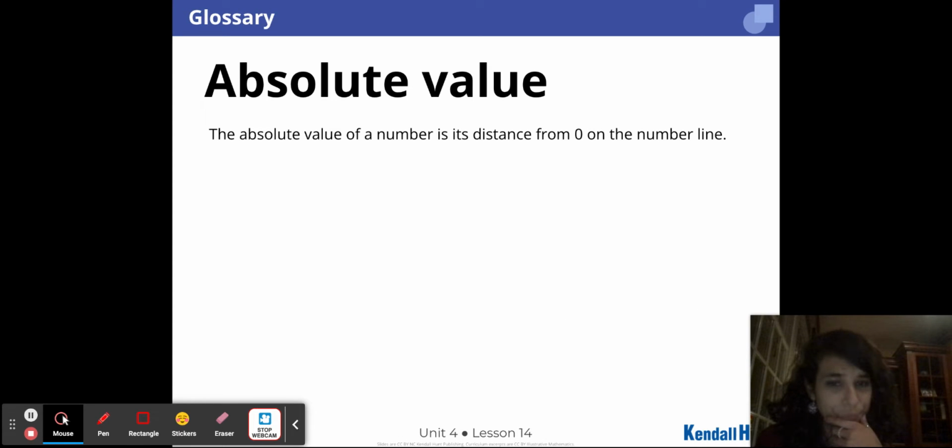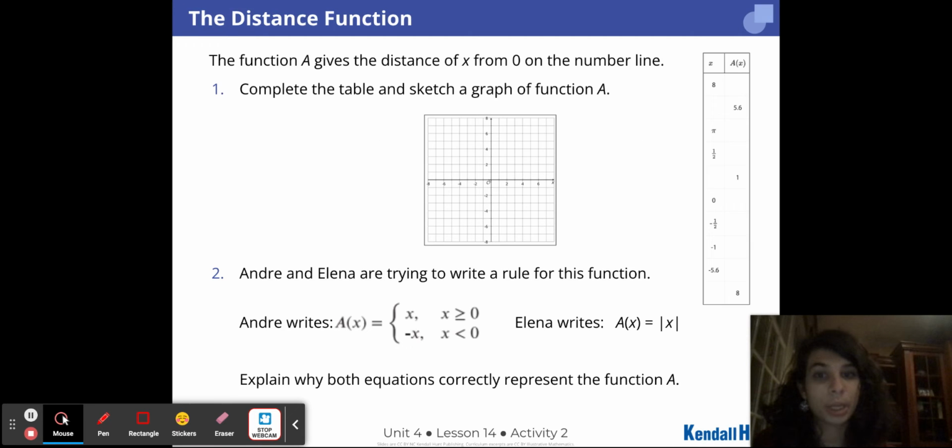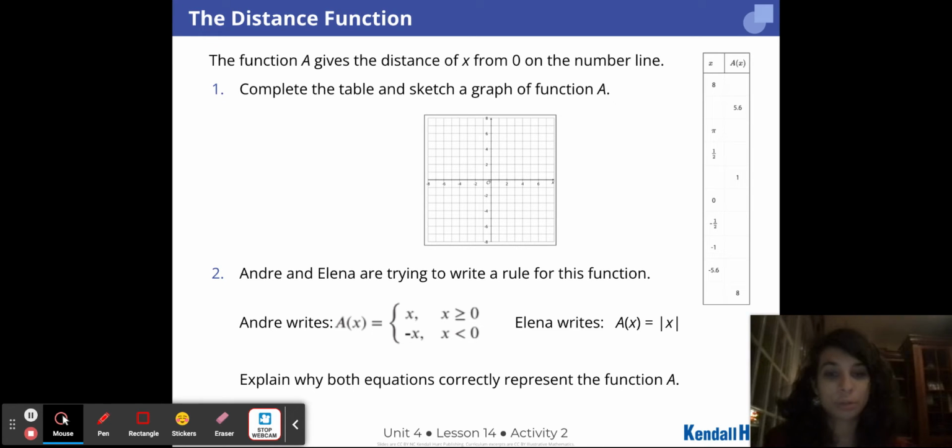I'm going to show you a couple examples of what that looks like, but we are talking about our absolute distance from 0. If this is helpful for you as you're going through, draw a number line on your piece of paper and count each of the spaces. Let's talk about our first situation. Function A gives a distance x from 0 on a number line. It is written as absolute value with two straight lines.